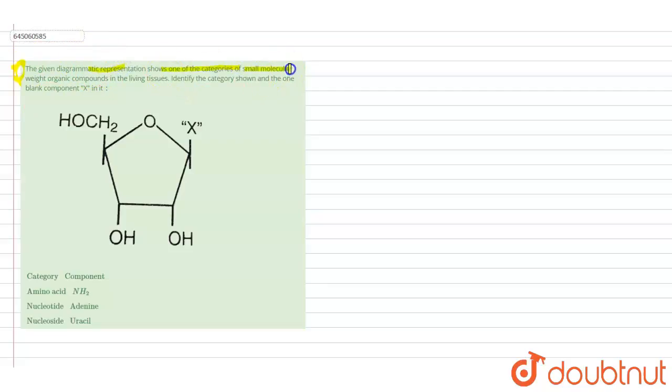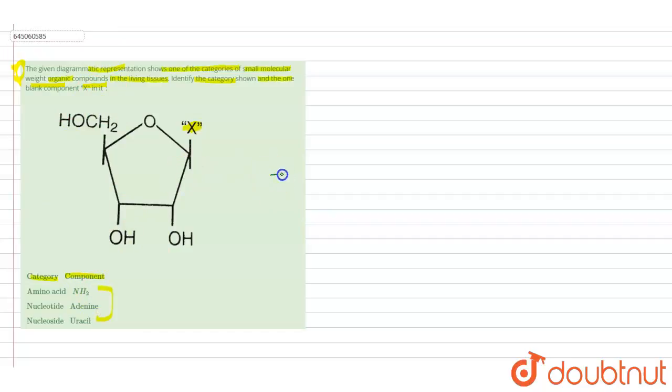Hello students, so today we have a question. The given diagrammatic representation shows one of the categories of small molecular weight organic compounds in the living tissues. So identify the category shown and the blank component X in it. So we have to find the component X in it. We are given one category and one component, and we have to choose from these options which are given with us.